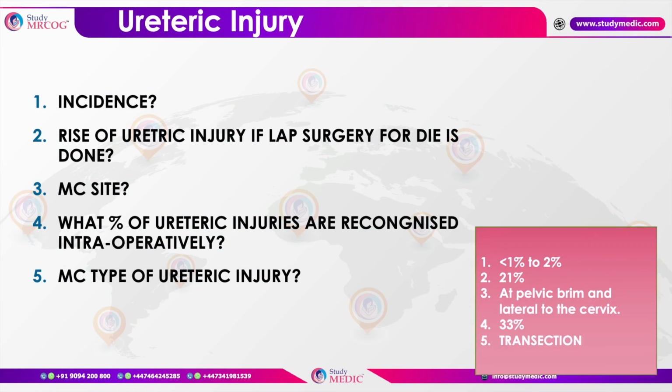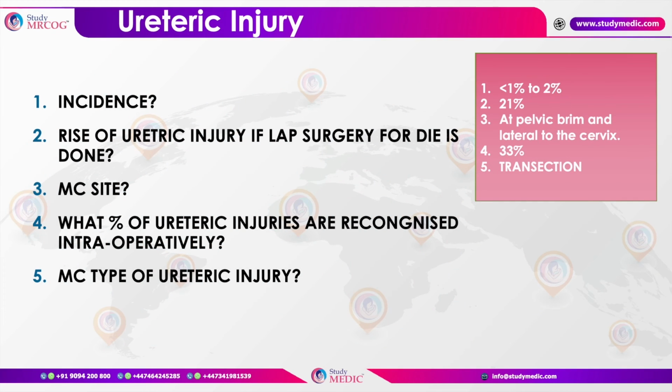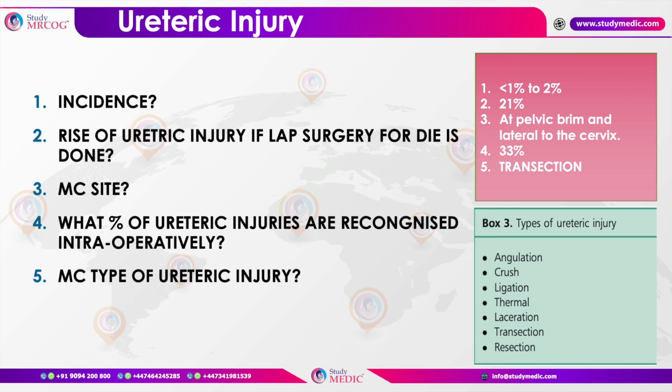Then coming to the next, which is the ureteric injury. The incidence of ureteric injury ranges from less than 1 to 2%. However, if you are operating for deep infiltrating endometriosis, where everything will be stuck and adhesions will be there, the incidence is quite high, around 21%. The most common site is at the pelvic brim and lateral to the cervix. Only 33% of ureteric injuries are recognized intraoperatively, and the most common type of ureteric injury is transection.